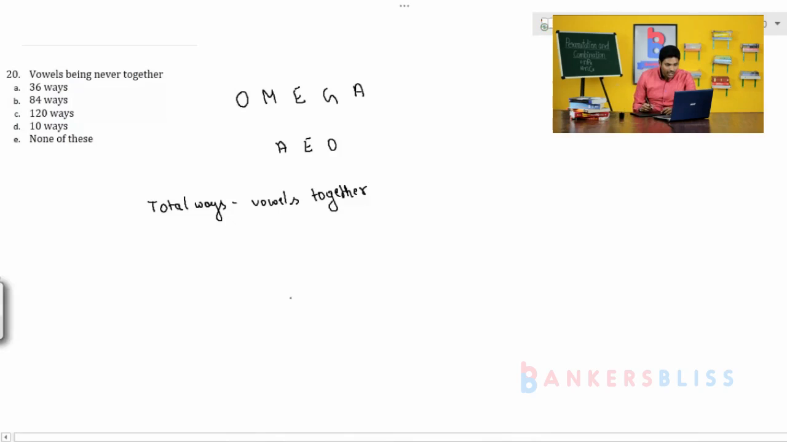See here, omega, O-M-E-G-A. So you have 5 letters, means 5 positions, 1, 2, 3, 4, 5. So how many letters? 5 letters. So 5 into 4 into 3 into 2 into 1, which is equal to 120. This is the total number of ways.